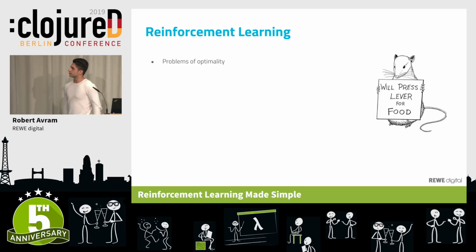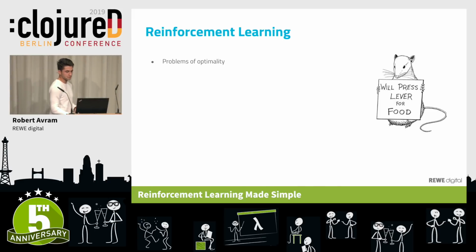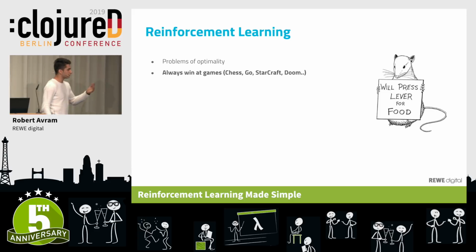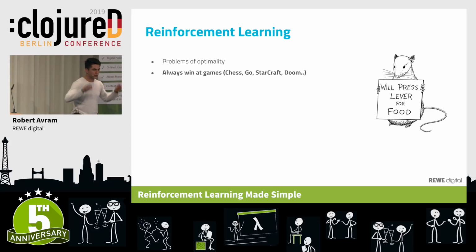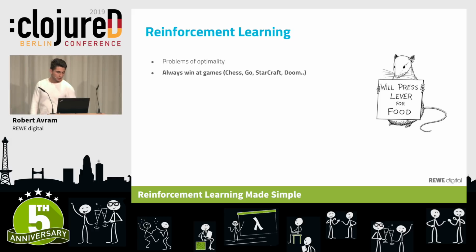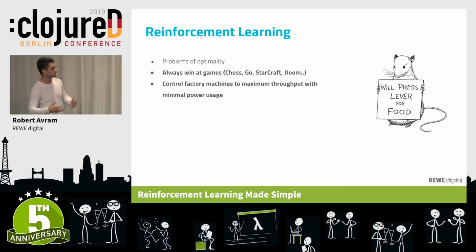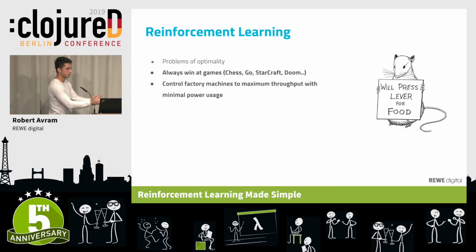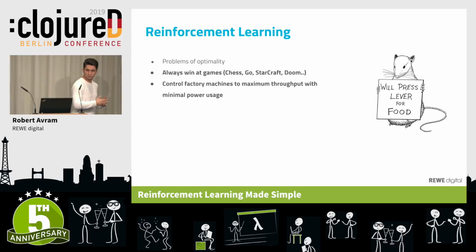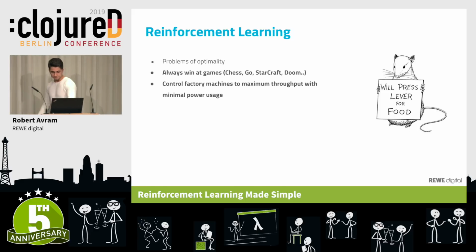Now, reinforcement learning is the branch of machine learning that uses this type of learning in order to solve problems of optimality. And so practical applications of this are, for example, you want to teach a bot or an agent, as they're called in machine learning, how to win at games or how to play games very well, like chess or Go or StarCraft. Or you can go one step further and say, I want to teach an agent how to control factory machines in such a way that at the end of the month, the output of the factory gets maximized, but the power usage is kept at a minimum. So problems where I need some sort of optimal control in order to do very well.